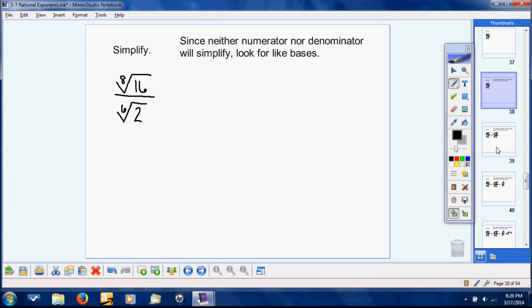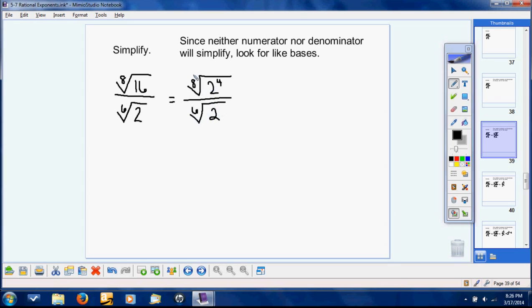Okay, so let's see what we can do with this. This is what I mean by like bases. This is the 8th root of 2 to the 4th power. So it may seem right off the bat as if you're taking a little bit of a step backwards. This one, rewrite it with its exponent. If you factored out 16, you'd have 2 times 2 times 2 times 2. It's 2 to the 4th power. And this one's just a 2. So these like bases are going to help us.